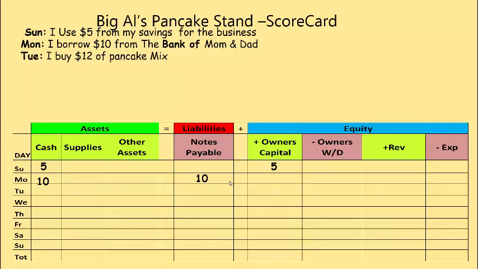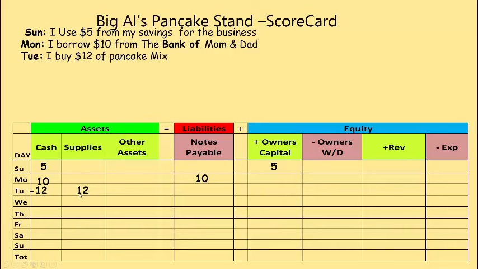On Tuesday, I buy $12 of pancake mix. Well, that's going to reduce cash by $12 because I'm assuming I paid for it with cash, and it's going to increase supplies by $12. Now normally supplies are expenses, but in this situation, and really for this whole class, whatever we buy starts out as an asset, and as we use it up, it will be transferred over to the expense column.